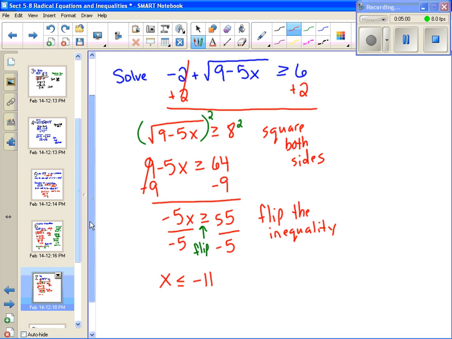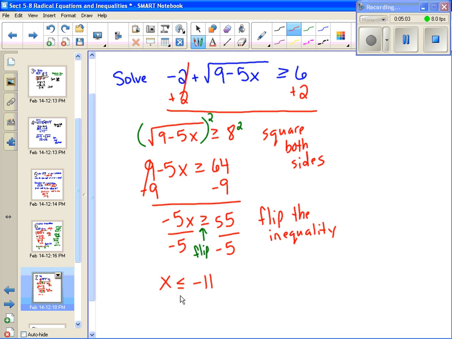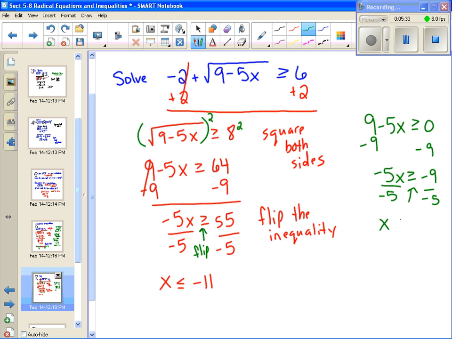So now I have to see, is there an extra restriction on my solution? So to do that, I have to take my radicand, 9 minus 5x, and this has to be greater than or equal to 0, because remember, it can't be negative. So I'm going to subtract 9 on both sides, and we get negative 5x is greater than or equal to negative 9. And then I have to divide each side by negative 5. And I'm going to flip this when I do that, so I get x is less than or equal to 9/5. So now let's think about our solution.